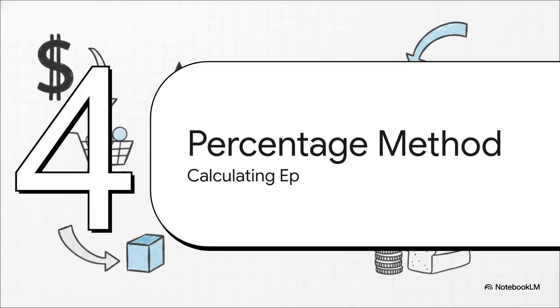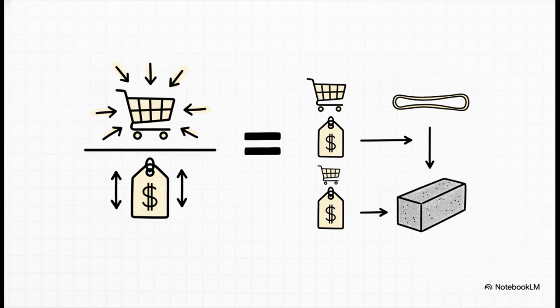Section 5, the percentage method. Here is the master formula. Elasticity of price equals the percentage change in quantity demanded divided by the percentage change in price. This simple ratio gives us the exact EP numbers we were just looking at.